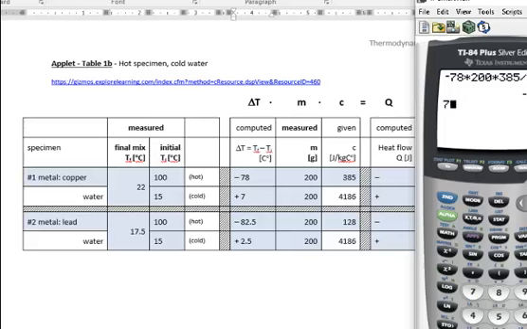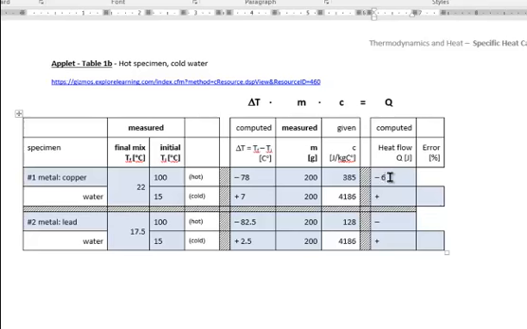Okay, now the water, 7 times 200 times 4186, divide by 1,000, enter, there we go, rounded 5,900. So negative 6,000, positive 5,900, so the same amount of heat that flows out of the copper should flow into the water, but of course there are some measurement errors here.